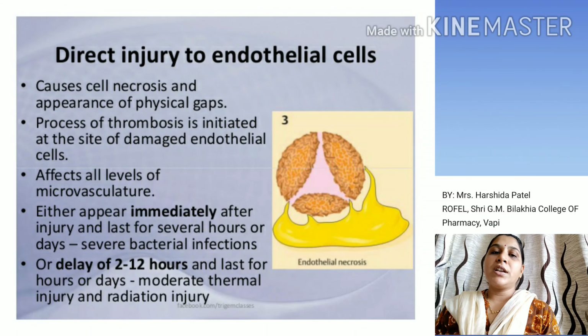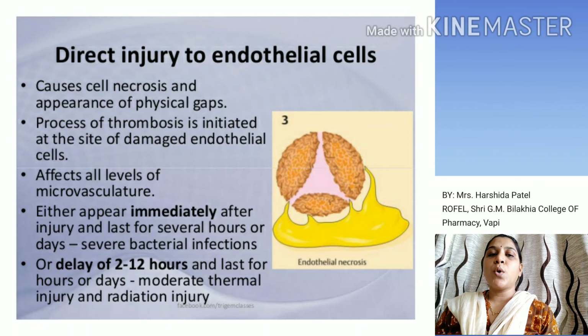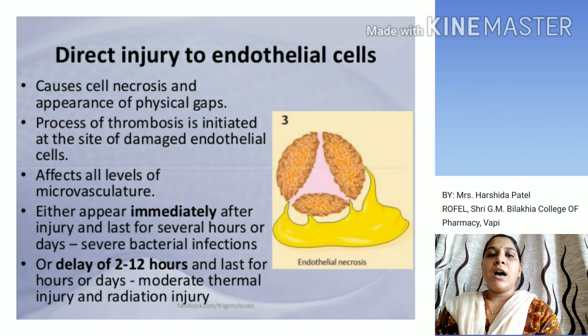Now these either appear immediately or with a delay. When it appears immediately, it lasts for several hours, and this immediate response to direct injury is seen majorly in severe bacterial infection. When it gives a delayed response, meaning after 2 to 12 hours, it lasts for hours or days, and this is seen in moderate thermal injury and radiation injury. So when bacterial infection is there, the direct injury to the endothelial cell gives an immediate response, while in moderate thermal injury or radiation injury, the response is seen after 2 to 12 hours.